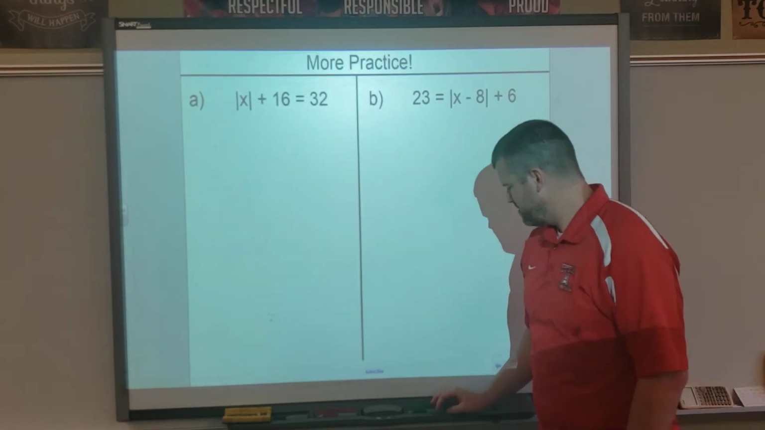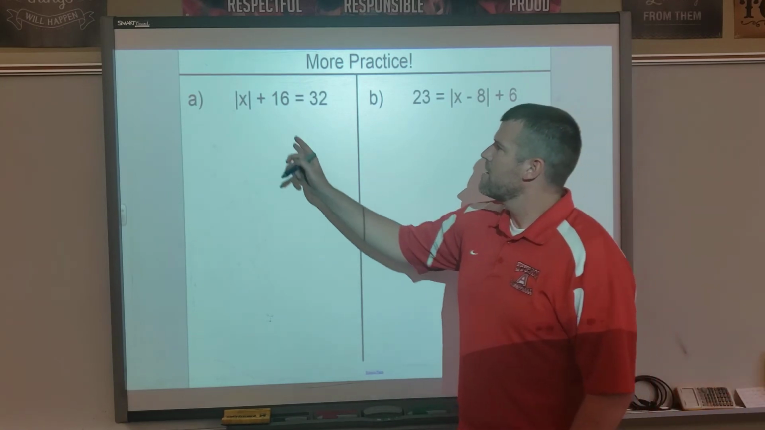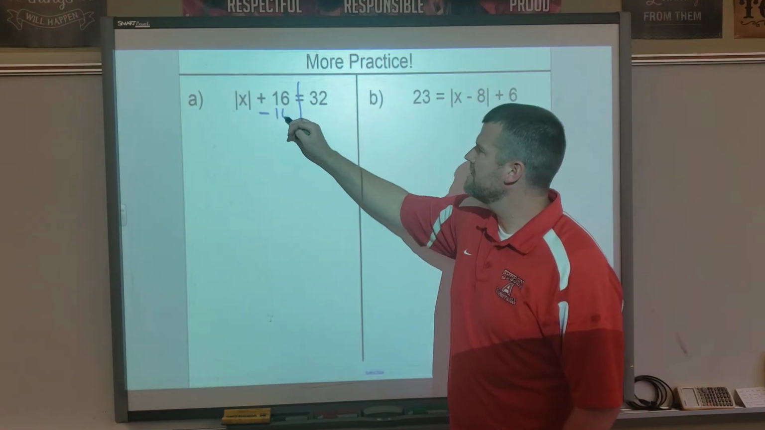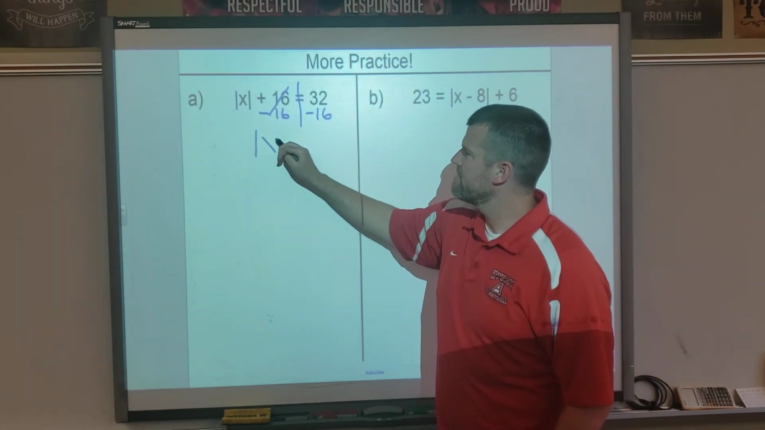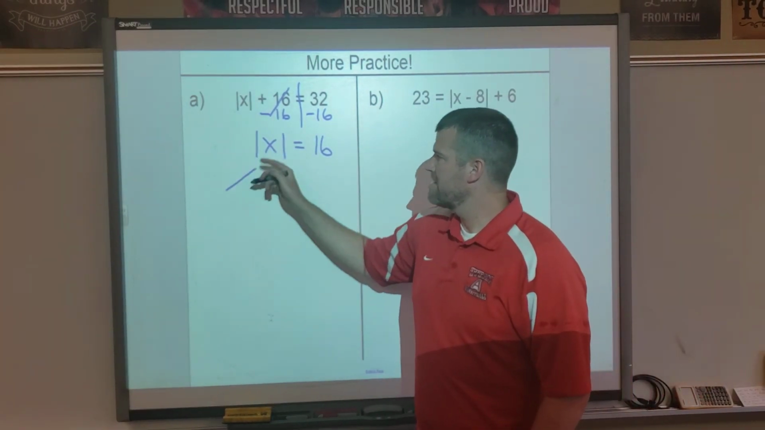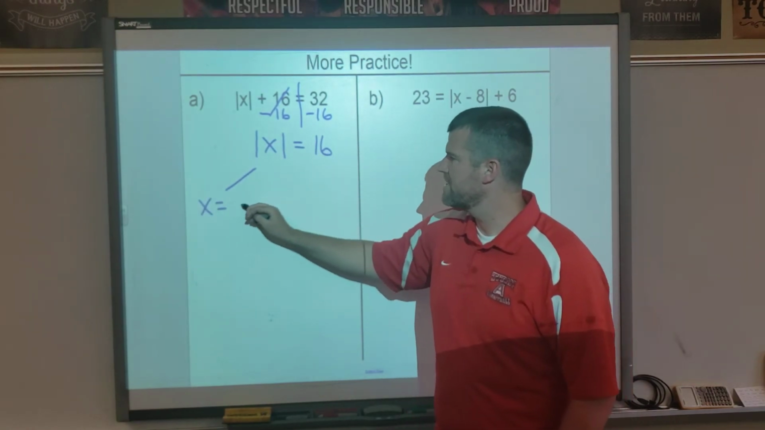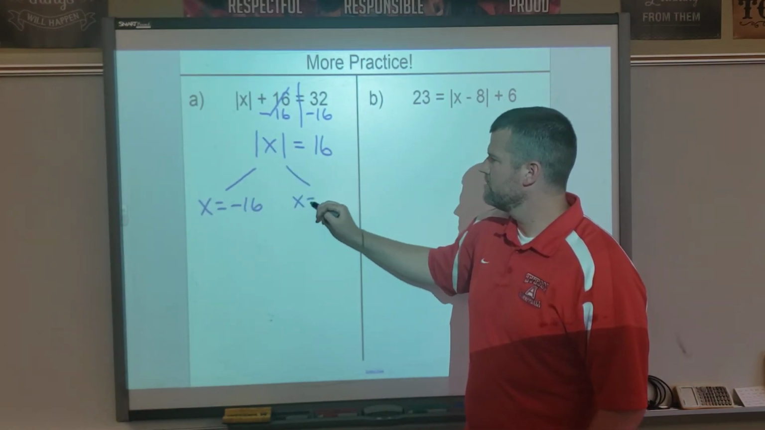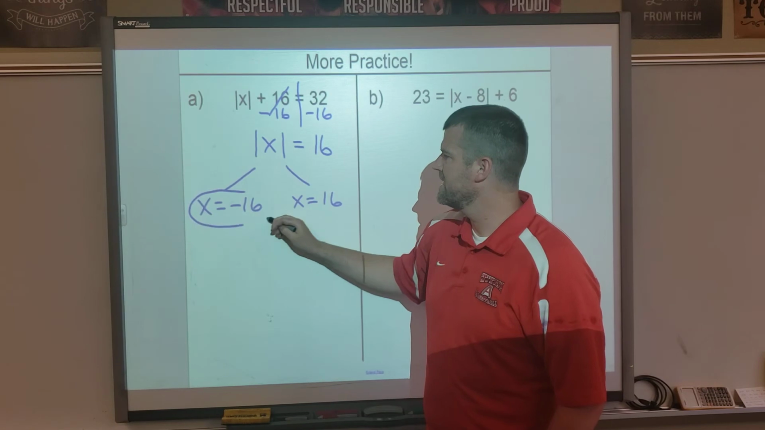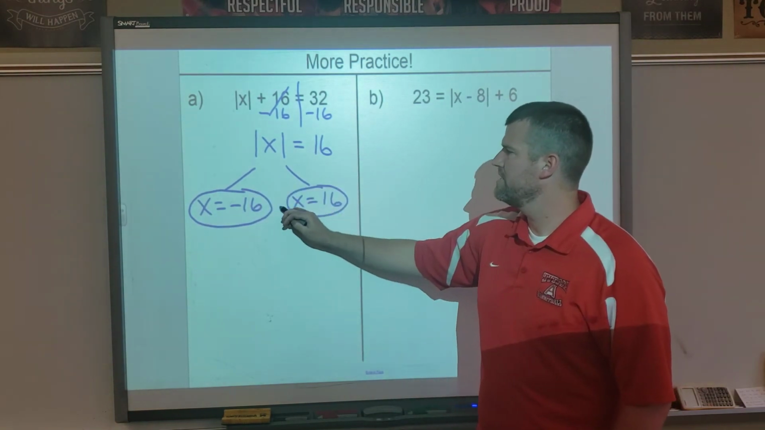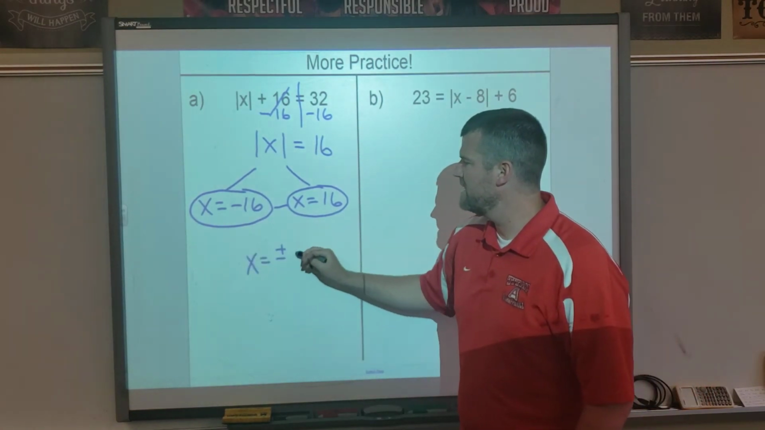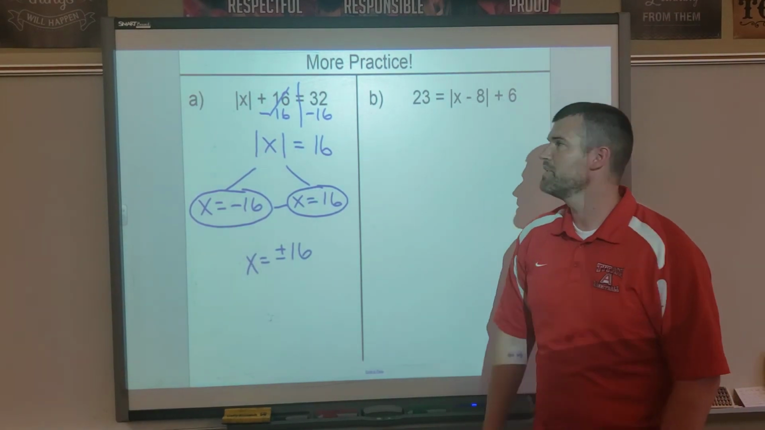All right, lots of practice, but that's good. Same thing, this is outside the bars. So before we set up our two problems, we need to move the 16, which gives us an absolute value of x equal to positive 16. So now I can set what's inside equal to negative 16, and I can set it equal to positive 16. And hey, there's no more work. x is by itself. Our solutions are negative 16 and positive 16. We could also call that plus or minus 16. Hey, that's kind of like what we did a while back.